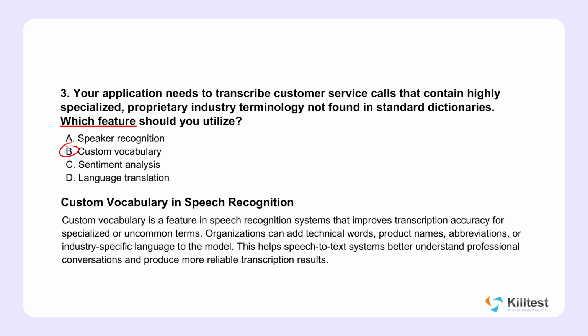That makes sense. By implementing a custom vocabulary, you are manually overriding those baseline probabilities. You are telling the model, hey, if you hear this specific sequence of phonemes, heavily bias your output toward our proprietary acronym. So it overrides the default guess.